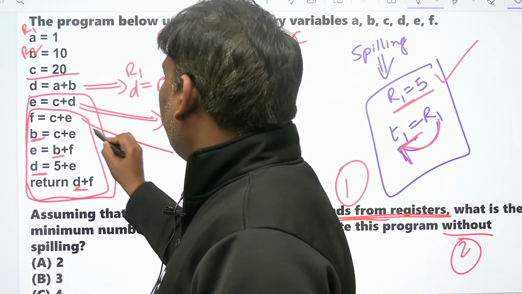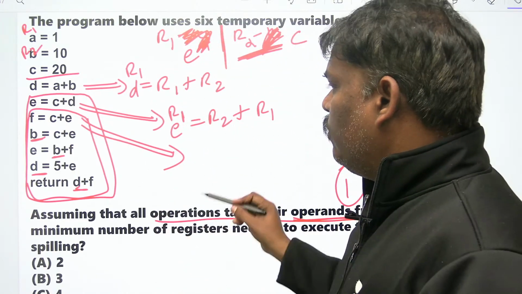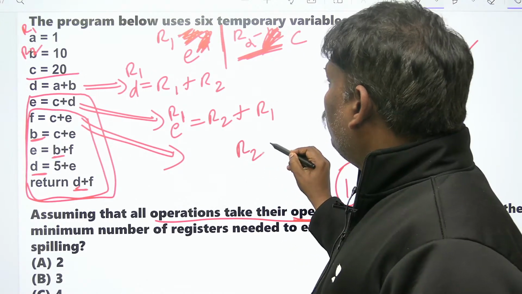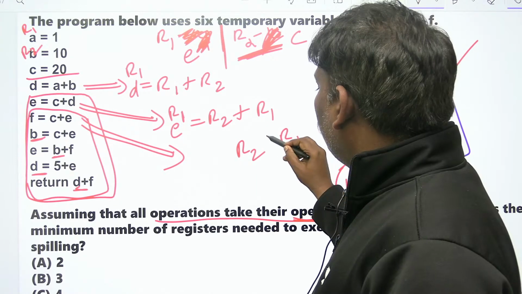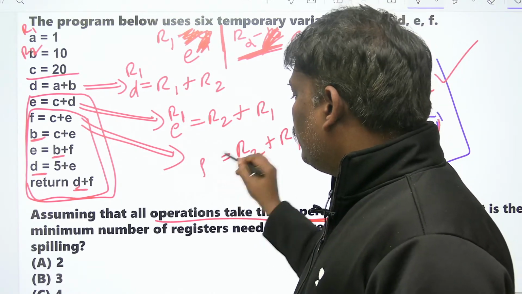Now let's come here. Here a problem may come, be careful. So this one, C plus E. What is C? R2. What is E? R1. C plus E is equal to F. Can you help me now?